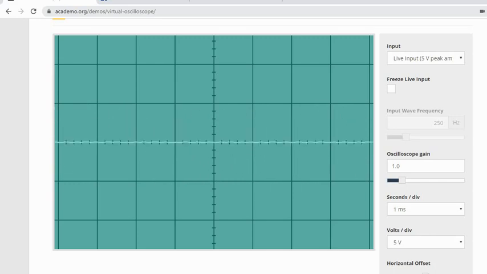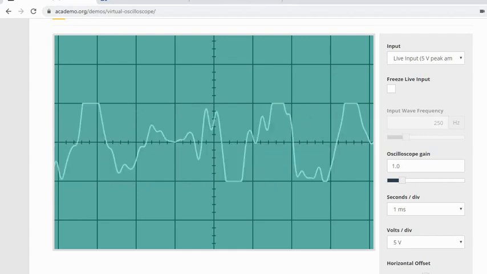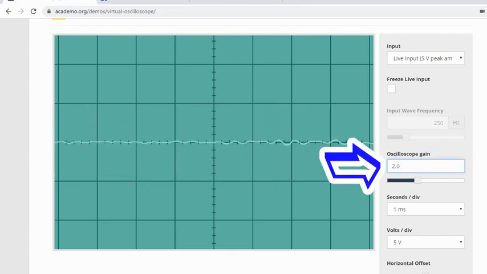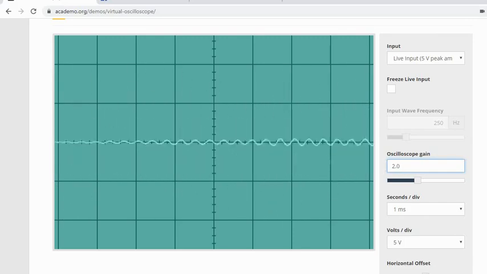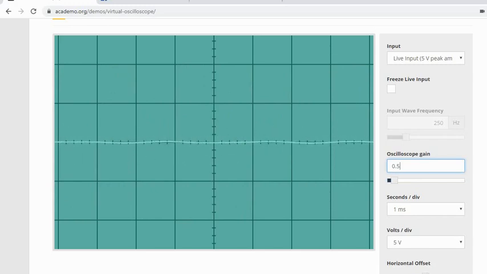Okay, we're going to just play with a few of the controls on the control panel over on the right-hand side. The first thing I'm going to do is mess with the oscilloscope gain, so I'm just going to change the value of 1 to the value of 2 and continue talking, and you'll notice in this case that the amplitude of the wave displayed is much larger than it was before. And now I'm going to change it to 0.5 and continue to talk, and you'll see that the amplitude of the wave displayed is much smaller than it was before. Now I'll set it back to 1.0.